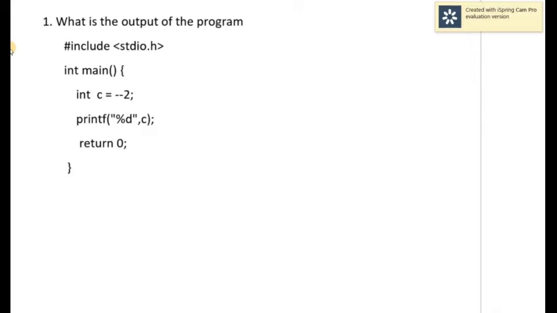The first question is int c equal to minus minus 2. In this statement, it is written like c equal to minus minus 2. So this minus minus is a pre-decrement operator, but it is used with the literal. So 2 is a literal and we cannot use increment and decrement operators with literals, but I can use something like c equal to minus x or plus x. We should not use them with literals. So it gives a compiler error. So for this one the answer is compiler error.